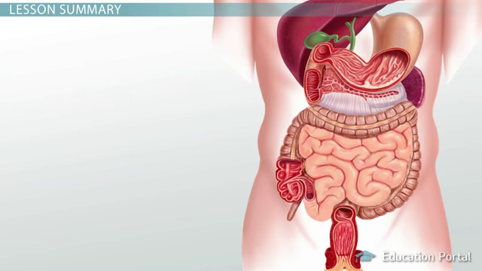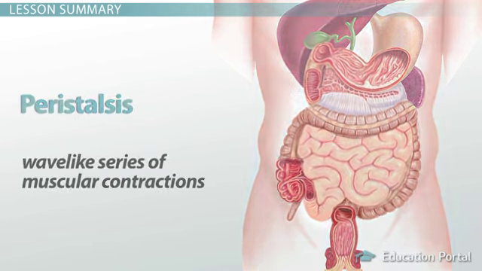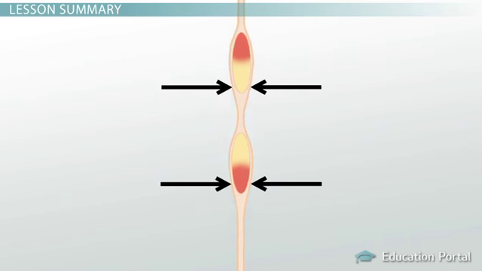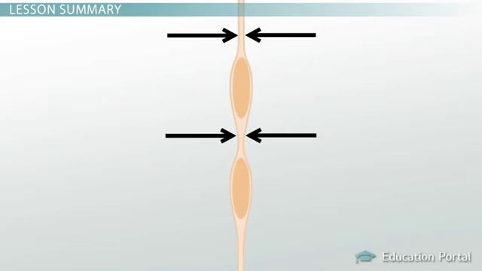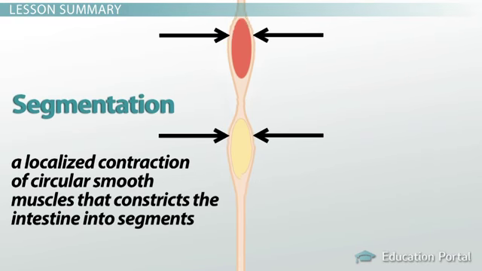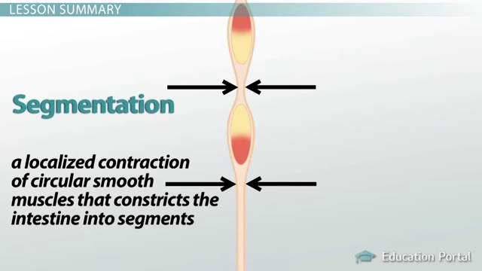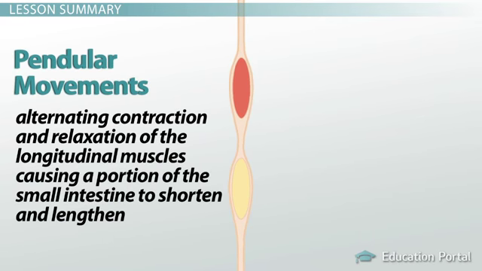Food is propelled through the small intestine by peristalsis, which is a wave-like series of muscular contractions. Two additional movements do not push food along the tract like peristalsis, but they do mix the chyme with the digestive juices and bring particles of food in contact with the wall where they can be absorbed. Segmentation is one of these movements. It is defined as a localized contraction of circular smooth muscles that constrict the intestine into segments. Pendular movements are a different movement. They are defined as alternating contraction and relaxation of the longitudinal muscles, causing a portion of the small intestine to shorten and lengthen.